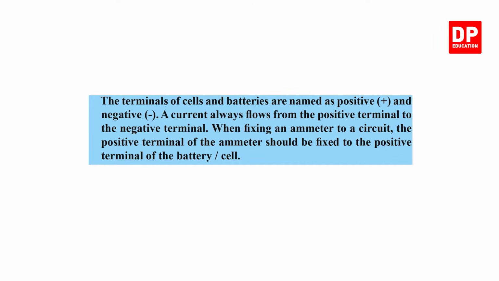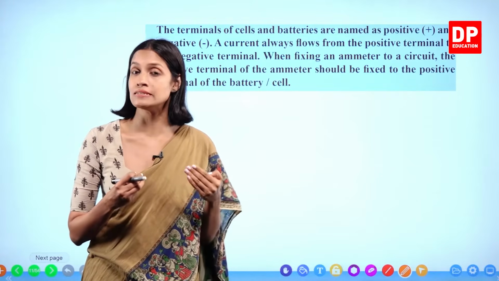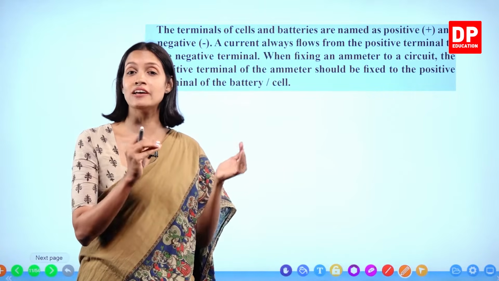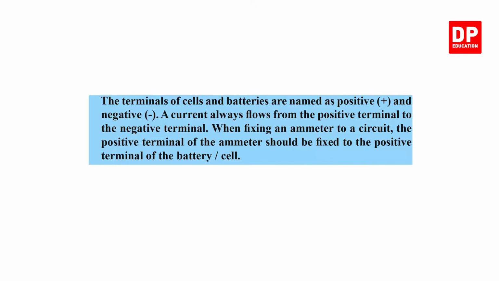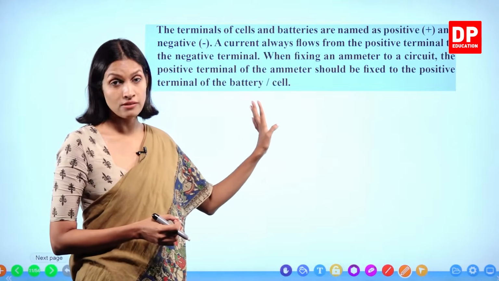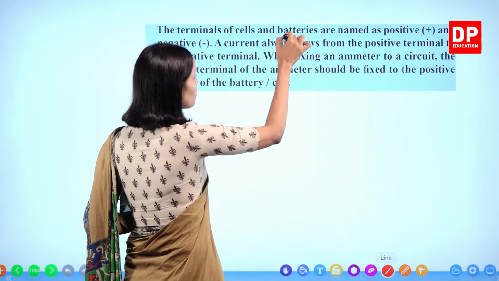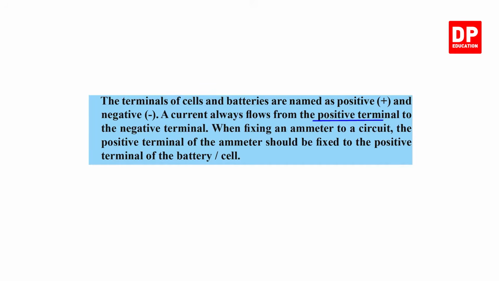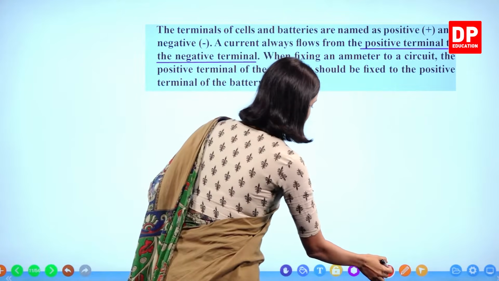So here we have the terminals of cells and batteries named as positive and negative, right? You all are very familiar with dry cells now. When we learn about the dry cells, we learn that there are two terminals, positive and negative terminals, right? A current always flows from the positive terminal to the negative terminal, right? It's very important to memorize this part, children. Electric current always flows from the positive terminal to the negative terminal, right?